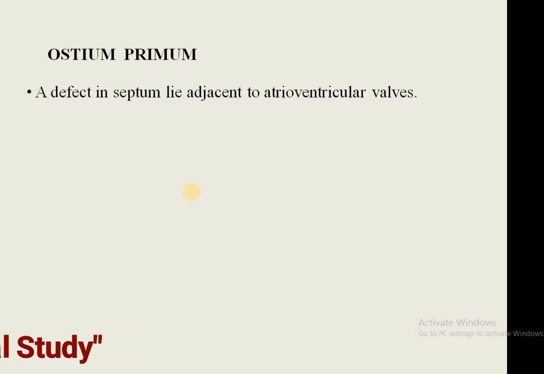The other common defect of ASD is the ostium primum type. This is a defect at the primum level, where the ostium primum opening was present, that is, in the lower part of the septum primum. It is a defect which lies in the lower part of the septum primum, just adjacent to the atrioventricular valves. To understand this, you must watch my first video, that is the formation of the atrial septum. So this defect lies adjacent to the atrioventricular valves.